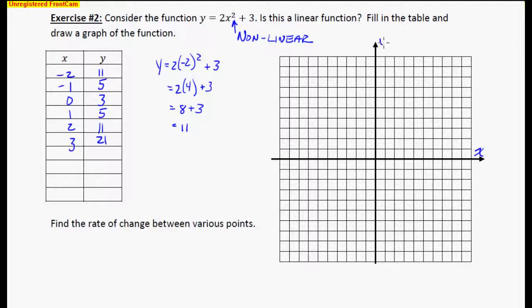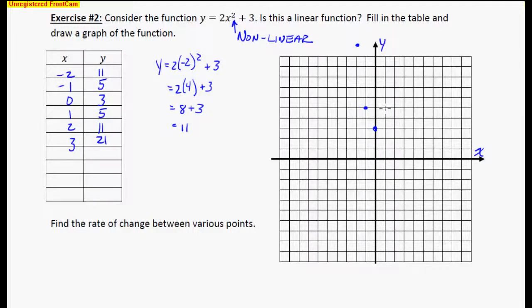All right, so here's my x and y axis. And I'm going to go ahead and graph some of these. Now, negative 2, 11, I'm going to throw that one in here just because I know it's going to be right there, but I really wouldn't need to. Let's see, negative 1, 5 is going to be right there. 0, 3 is going to be right there.